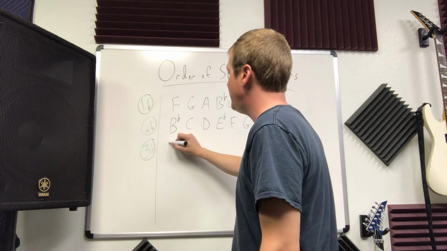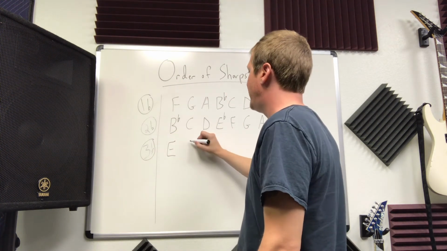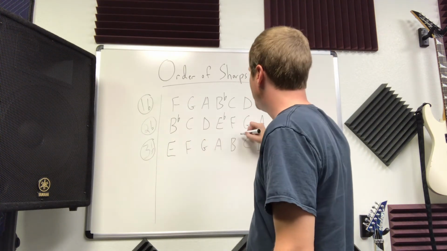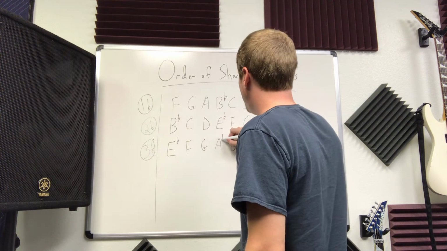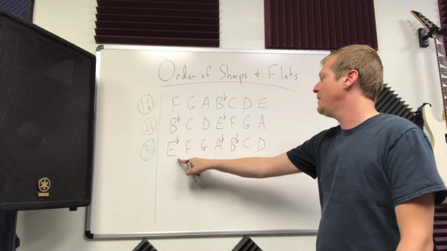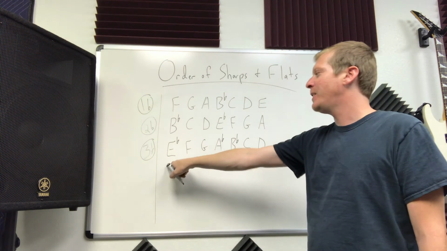And that key is going to be E flat. But again, we're just going to write out the alphabet. Then we're going to apply our 3 flats. So B, E, and then A. So B, E, A are all flat in the key of E flat.